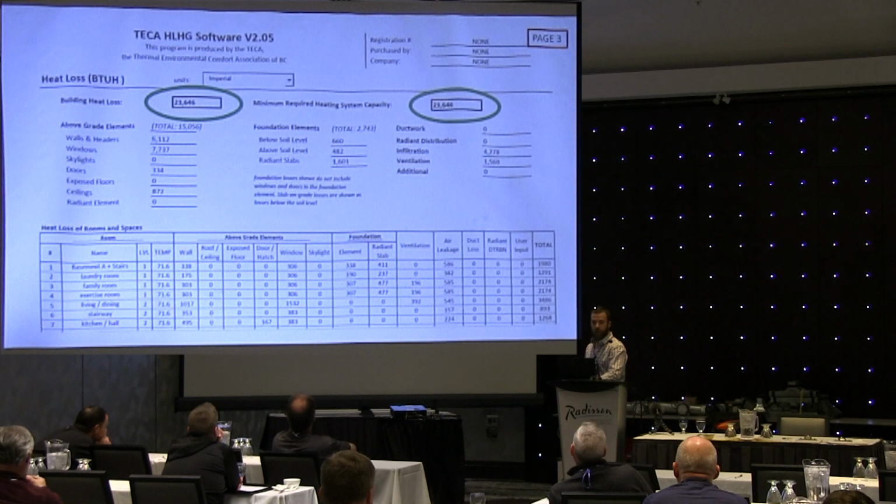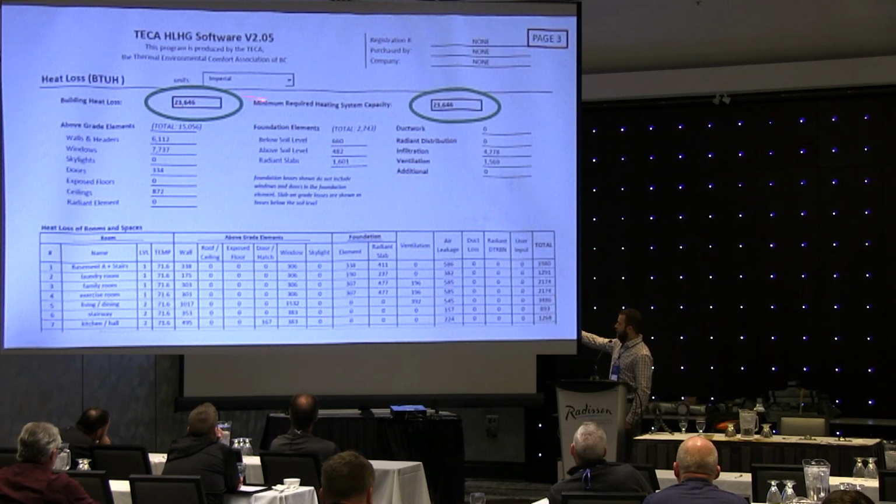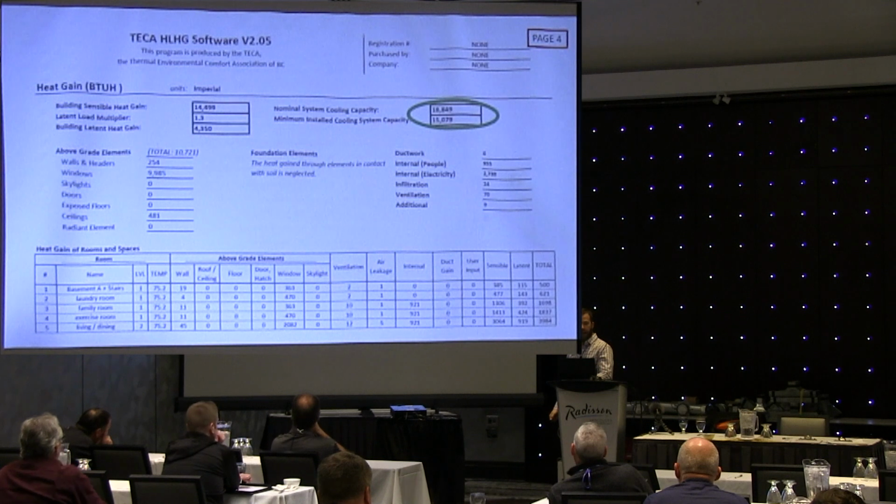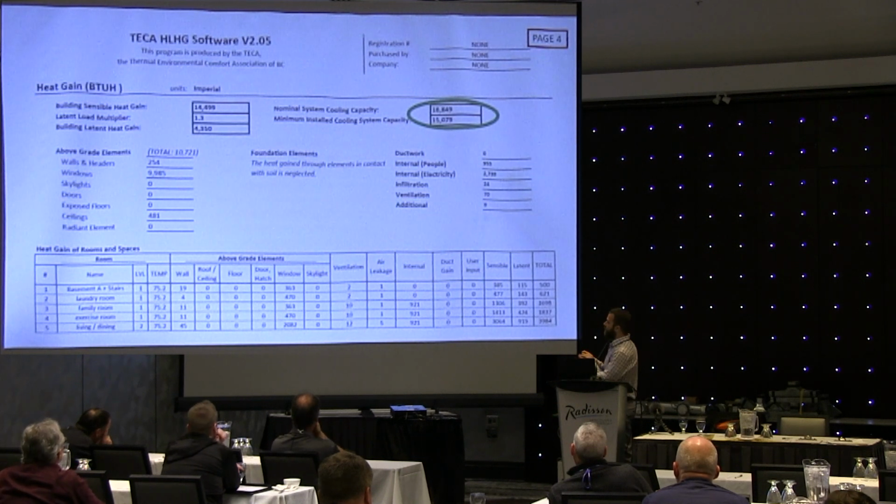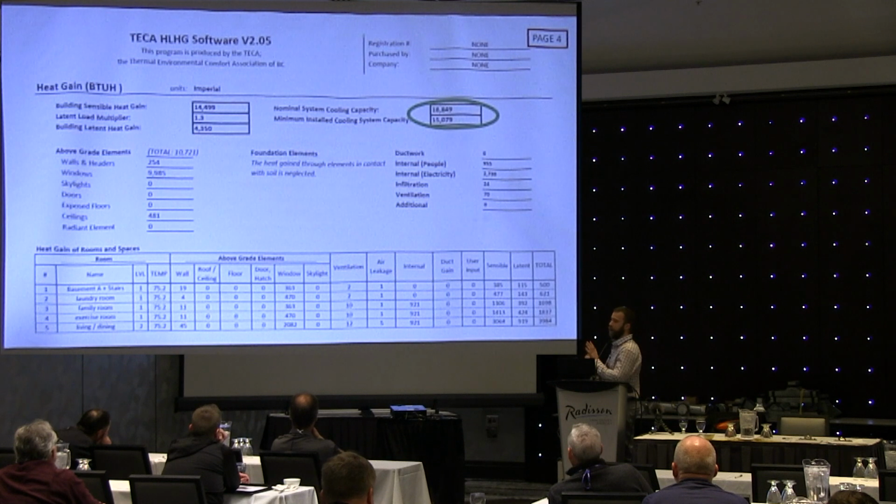So, heat gain. Remember, 23,646, that's heat loss. That's the heat loss in my building, so I need to install equipment that can provide the exact same, 23,646. When I come to heat gain, I have sensible heat gain of the building. I have a latent load multiplier and latent heat gain of the building. We'll talk about what that means in a second here. But I then have nominal system cooling capacity, 18,849. That's all the load in my building. That's the sensible load and the latent load. Minimum installed cooling system capacity is 15,079.